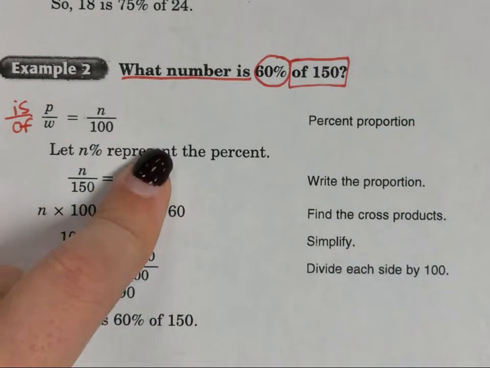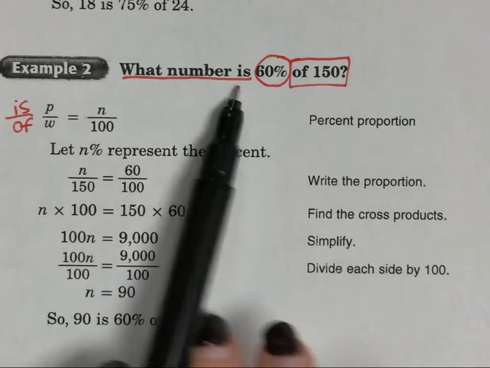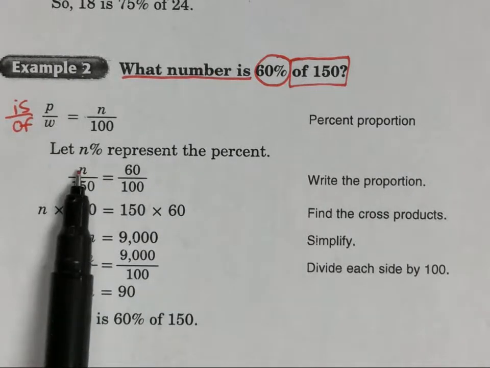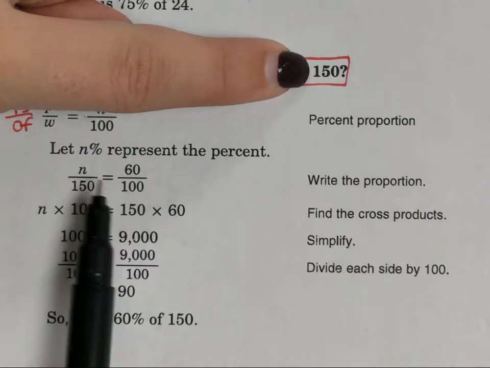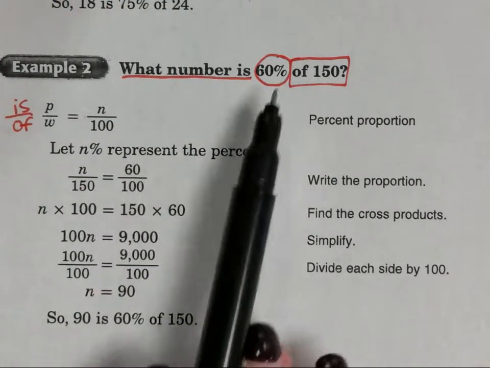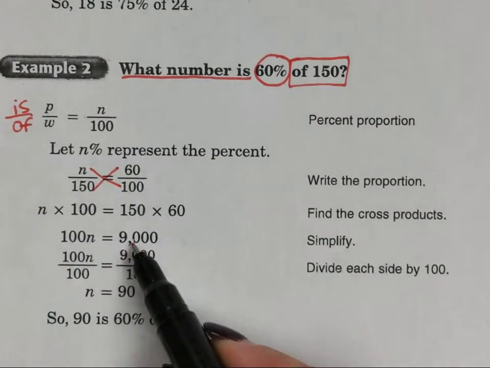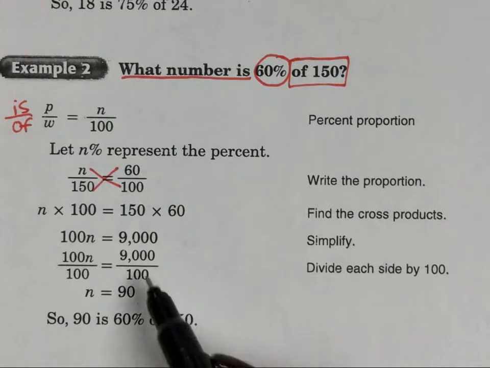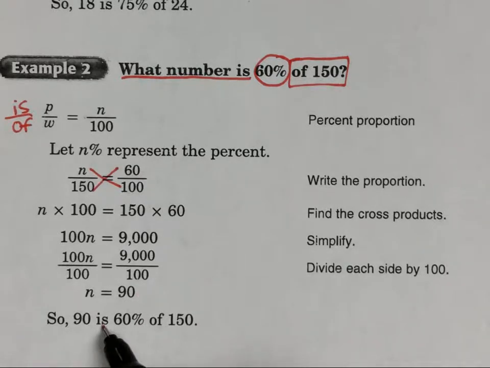Of 150. So when I write my proportion, my is over of, what number is what I'm trying to find. So that's going to be my variable. So N is on top, is over of, is 150. So I put 150 on bottom, equals percent over 100, 60%, so 60 over 100. Now I just cross multiply. So 100N equals 9,000, which is a one-step equation, so I have to divide both sides by 100 to get 90. So that means that 90 is 60% of 150.